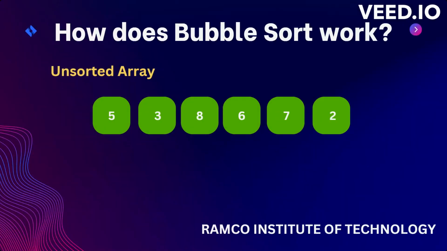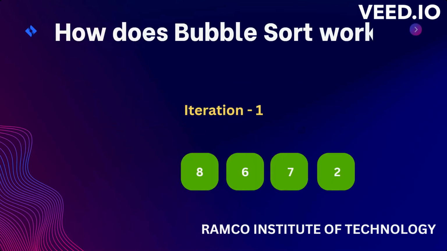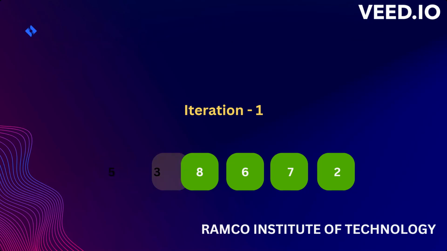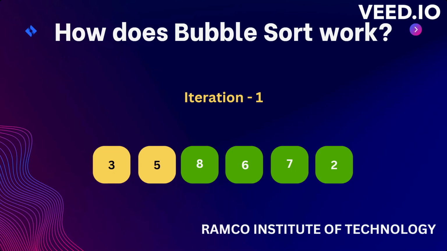To understand the working of the bubble sort algorithm, let us take an unsorted array. The elements of the unsorted array are 5, 3, 8, 6, 7 and 2. Now in iteration 1, we start with the first two elements, that is 5 and 3. Compare both and check which one is greater. So here 5 is greater than 3. So swapping happens here. That is, 5 is replaced by 3 and 3 is replaced by 5.